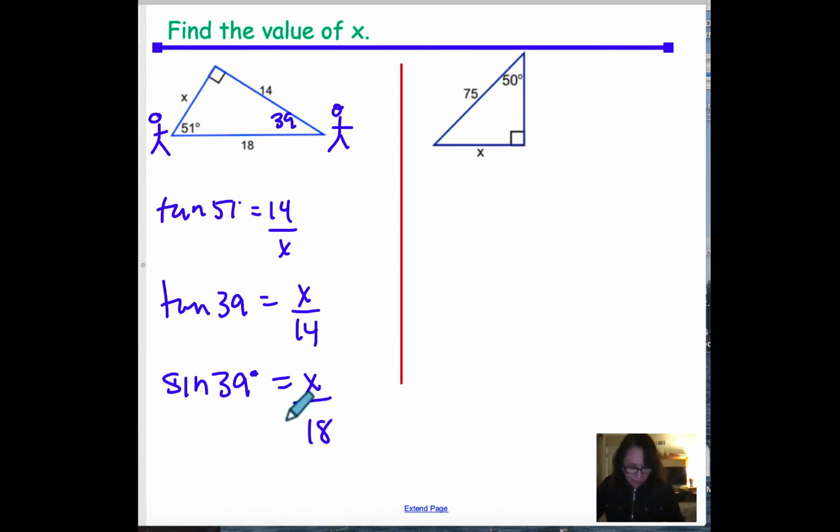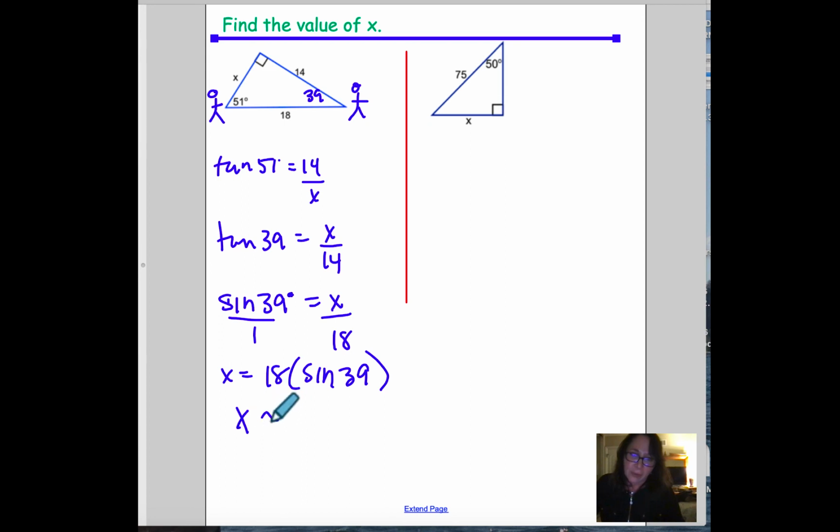So I'm just going to use this sine of 39. I'm going to cross multiply, right? I'm going to get x equals 18 times sine of 39 degrees. So sine of 39 is equal to 0.6 something. Take that number, multiply by 18, and I get about 11.3. So x is approximately 11.3.